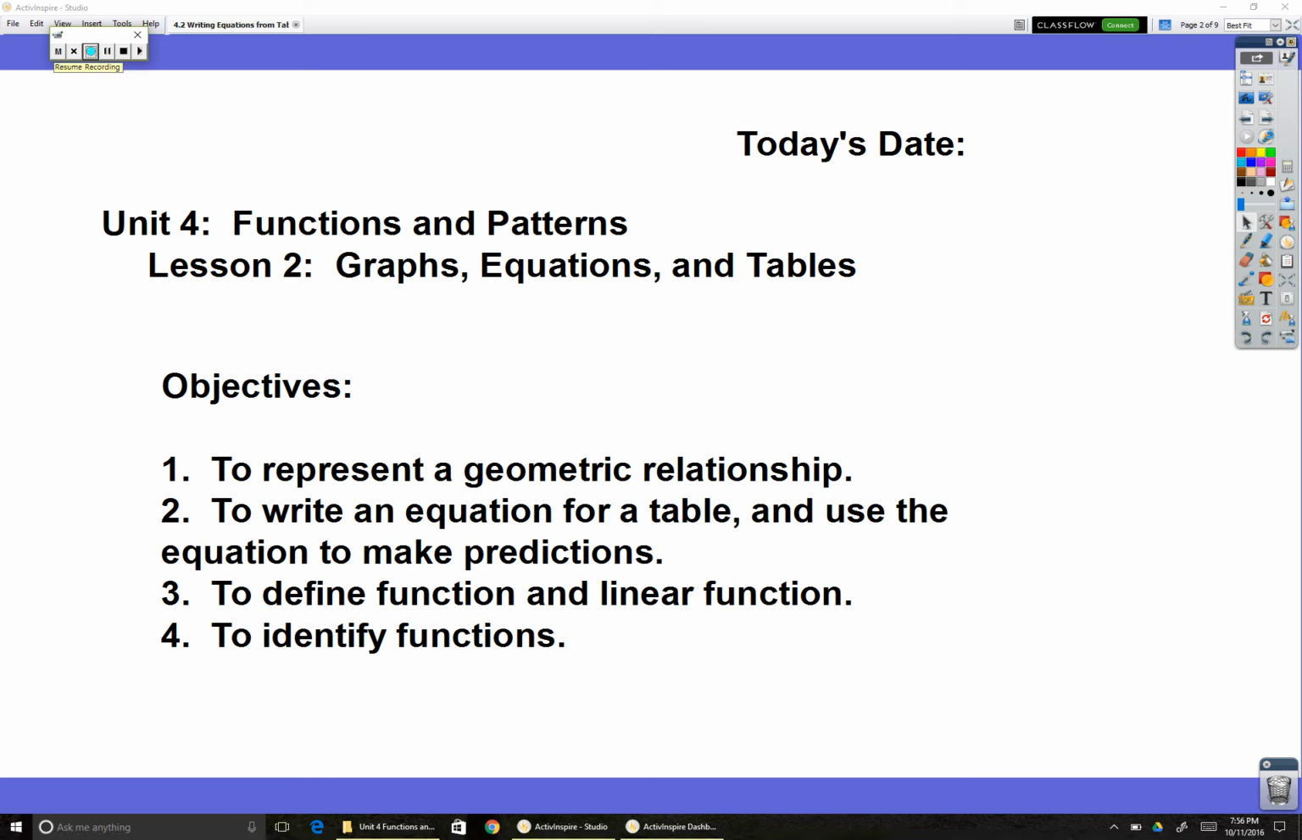Today's lesson is about graphs, equations, and tables. We're going to be talking about how to represent a geometric relationship, and you'll see what that looks like in a second. We're going to practice writing equations for tables, and then using the equations to make predictions. We're going to define what a function is, and also a linear function, and we're going to learn to identify functions.